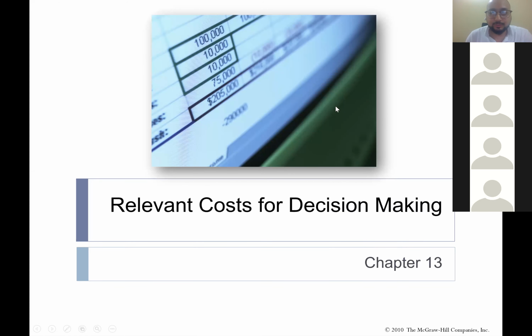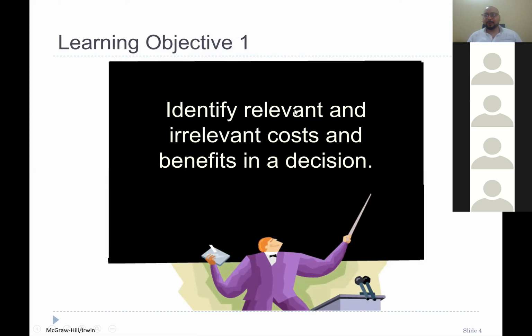Today we are starting a new chapter called Relevant Cost for Decision Making. It is chapter 13. Okay, let's start. So our first learning objective is identify relevant and irrelevant cost and benefits in a decision. So this chapter is chapter 13.